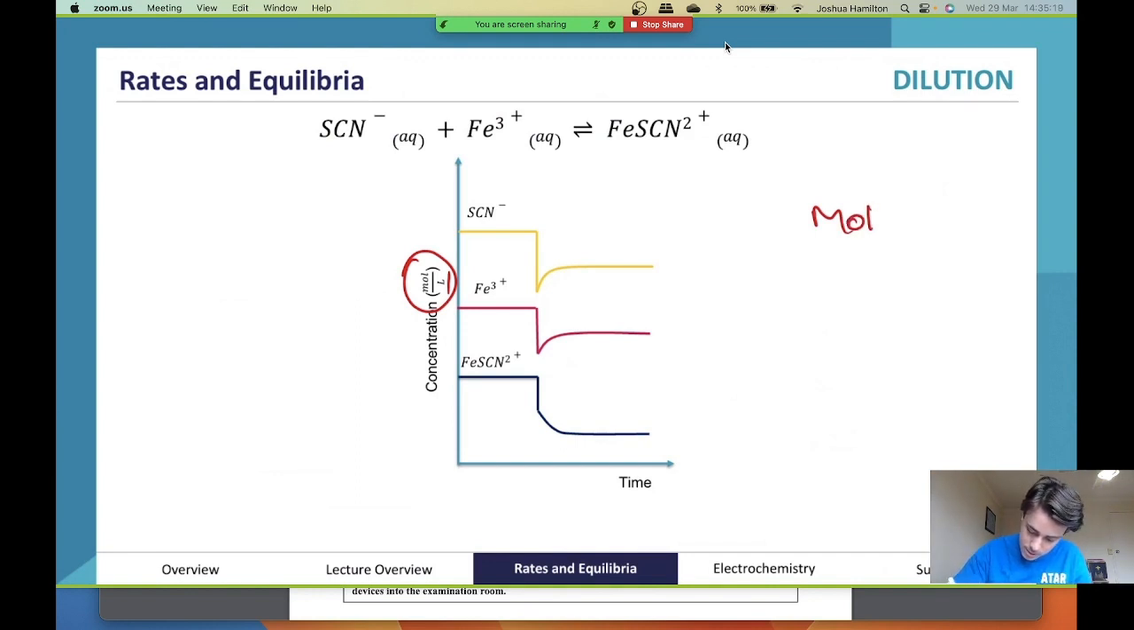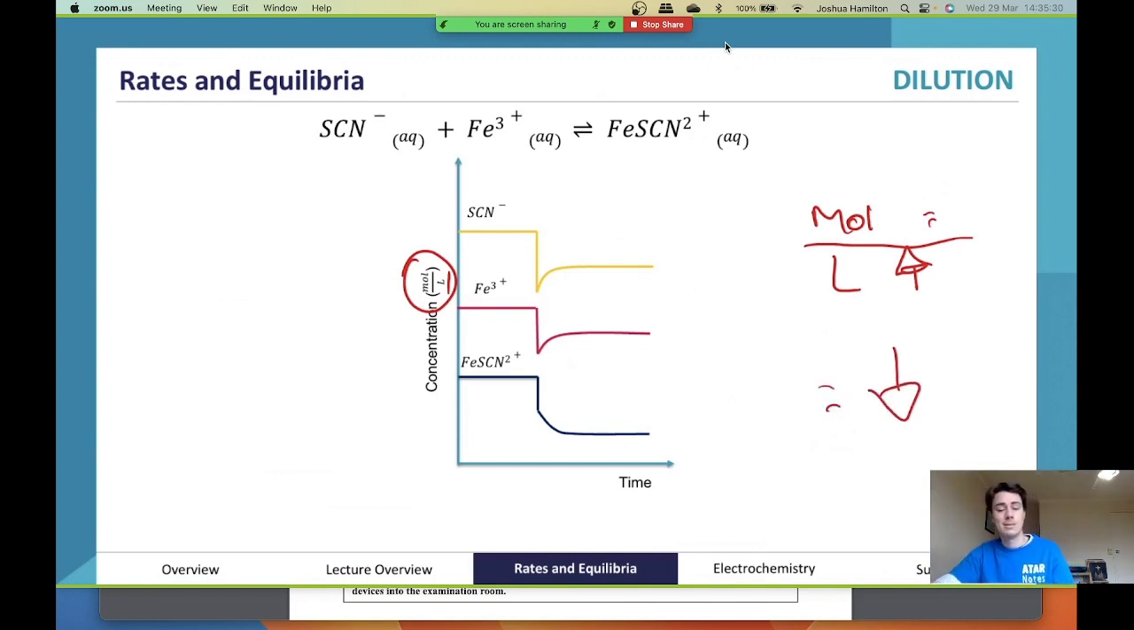The moles is going to be constant, and then the liquid is going to increase. So therefore, your number is going to decrease overall. So your concentration is going to decrease. So think of it like this. So overall, you get a concentration decrease for all three of them.